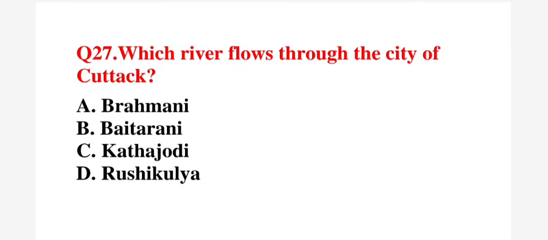City of Cuttack, you all know this answer. Option A, Brahmani. Option B, Baitarani. Option C, Kathajodi. And option D, Rushikulya. So what is the right answer here? So here the right answer is the Kathajodi river. So this is an easy question.